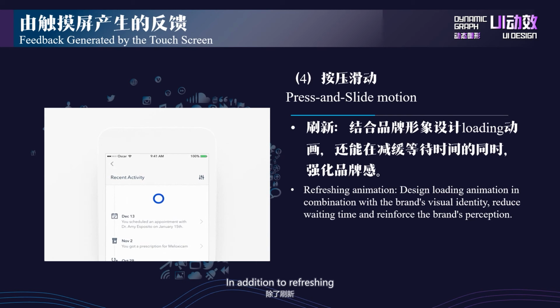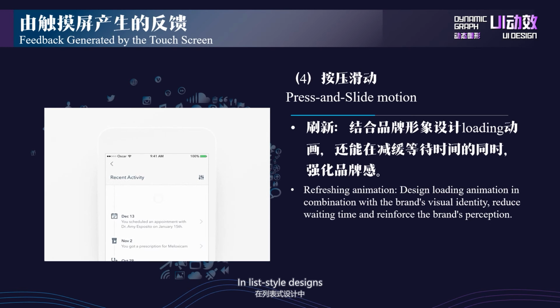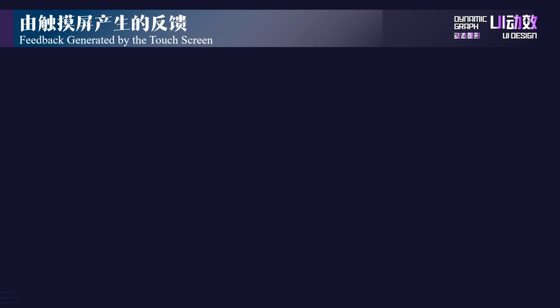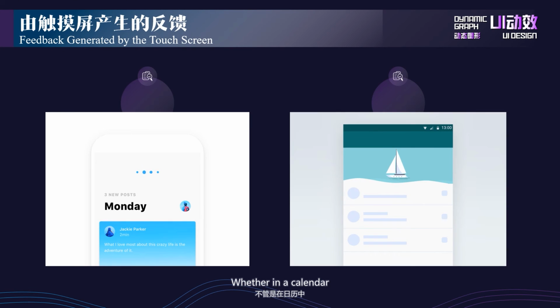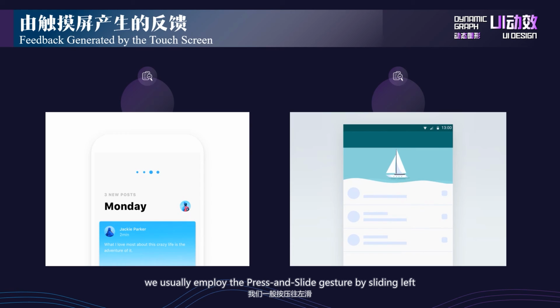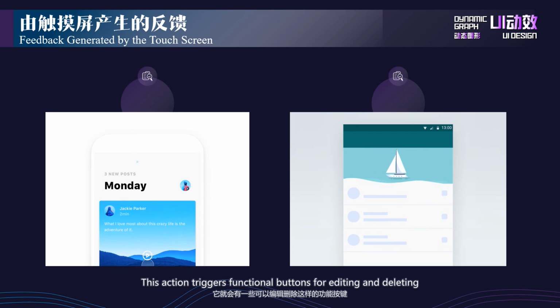In addition to refreshing, there are other scenarios where the press and slide gesture is commonly used. In list style designs, we often use the press and slide gesture to delete or bookmark information. I will show you some examples so that you can understand what it means. Whether in a calendar or information interface, we usually employ the press and slide gesture by sliding left. This action triggers functional buttons for editing and deleting.